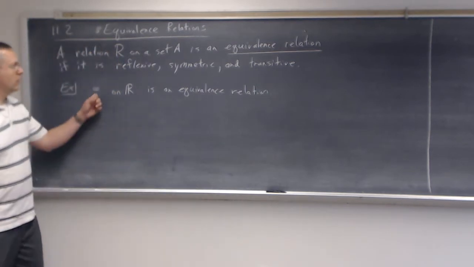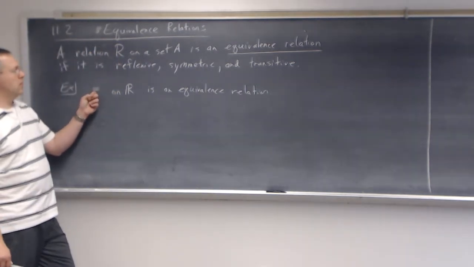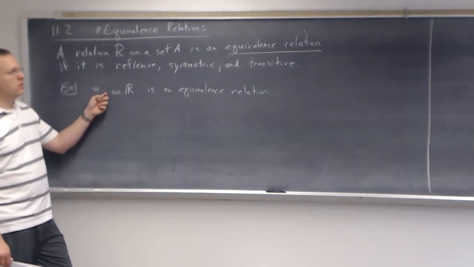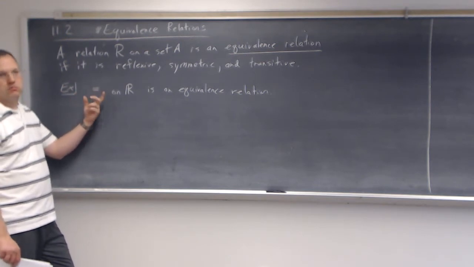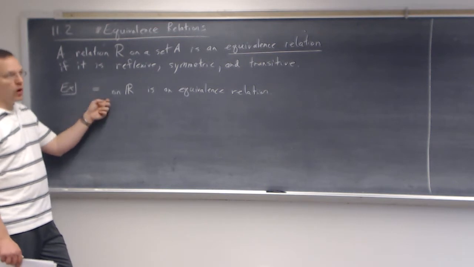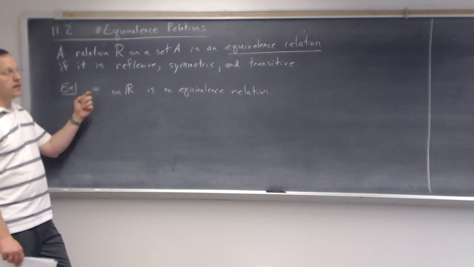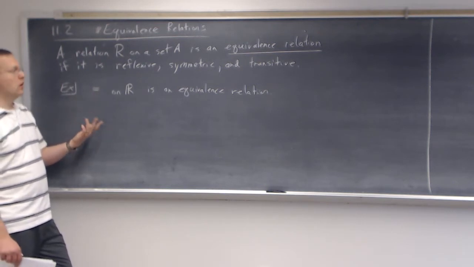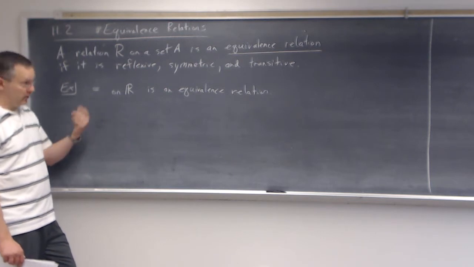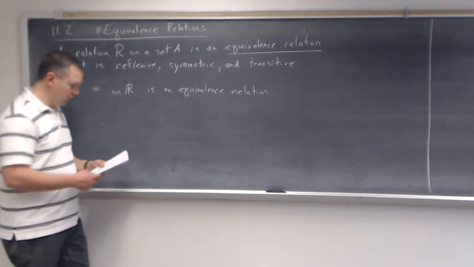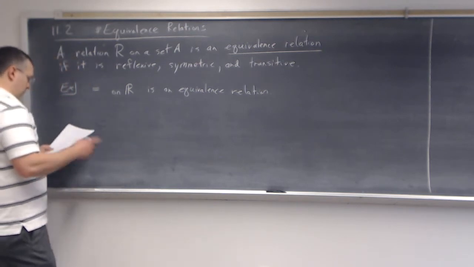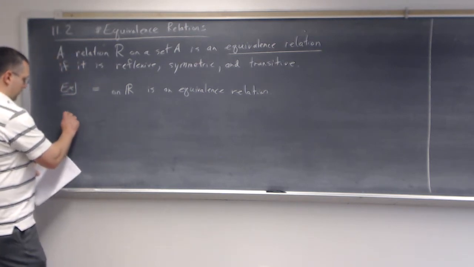Okay, so think about it. Any real number is equal to itself. If x equals y, then y equals x, so it's symmetric. If x equals y and y equals z, then x equals z. So it's an example of a very important equivalence relation. All right, let's see another example.